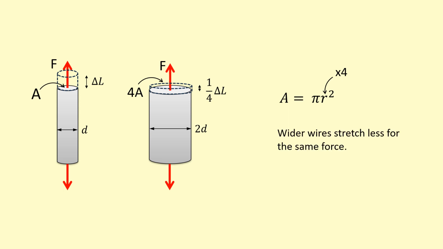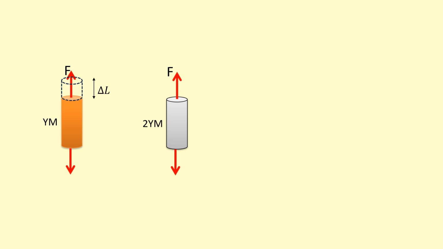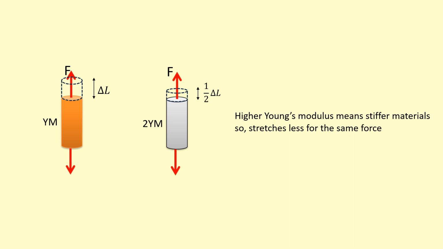So why do I stretch less for the same force? Here I have a wire with Young's modulus Ym, and I'm going to apply a force which causes it to extend by delta L. And I've got another material over here which has 2 times the stiffness of the first wire. And I'm going to apply a force F to it, and obviously it's going to extend half as much because 2 times Young's modulus means it's stiffer. So the stiffer material stretches less. High Young's modulus means a stiff material, so it stretches less for the same force.